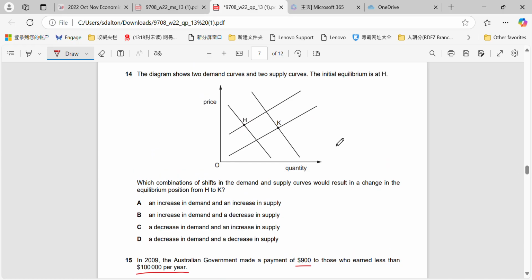14. Diagram shows two demand and two supply curves. Initial equilibrium is at H. What combination of shifts in the demand and supply curves would result in a change? Okay, first of all, we can see here that this is demand, right? So let's label it. This is D. This is D1. This is S, and this is S1. So we can see that we have to have a shift to the right in demand and a shift to the right in supply. So increase in demand and increase in supply would be the correct answer there. Very straightforward.